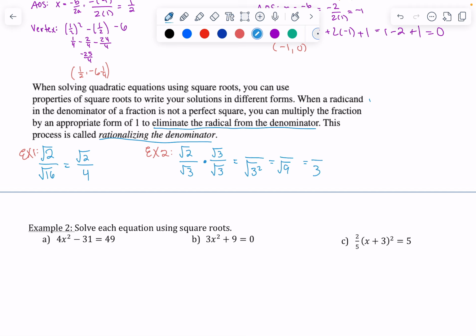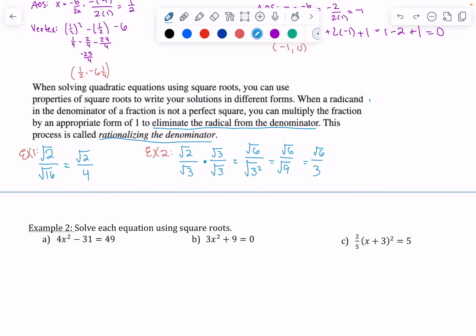Okay? And then in the numerator, those are both not perfect squares, so I would just write them as the square root of 6. Okay? And again, this fraction is the same as this fraction. It's just written in an equivalent form.